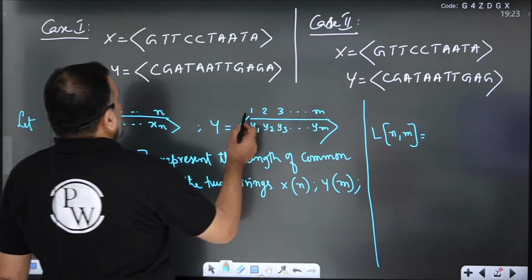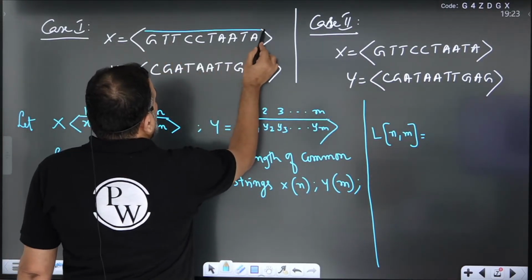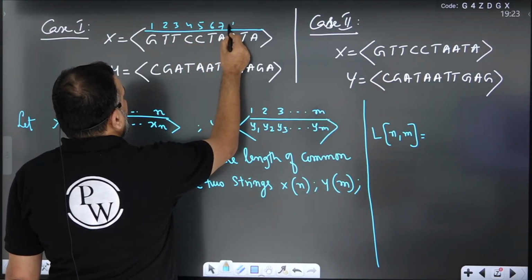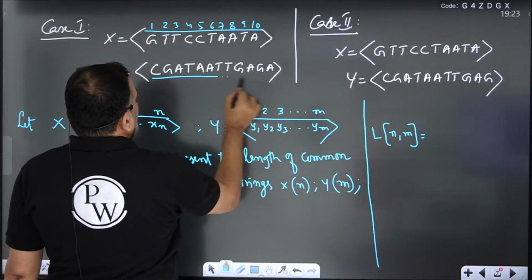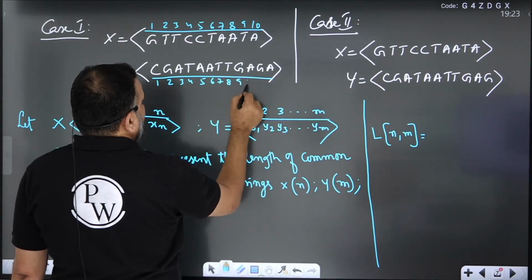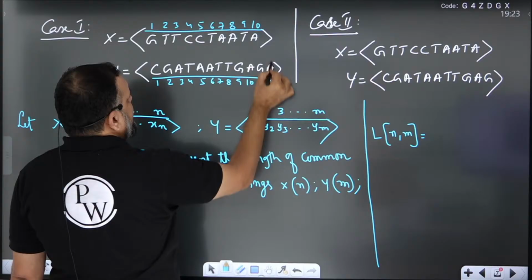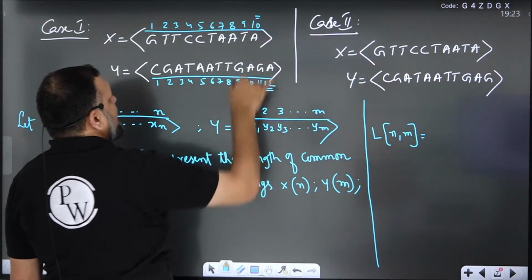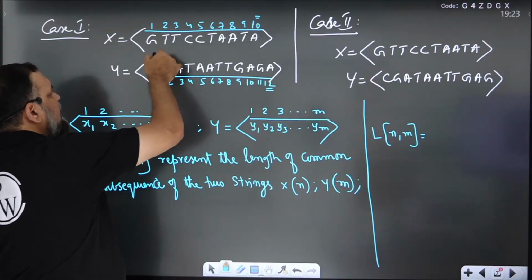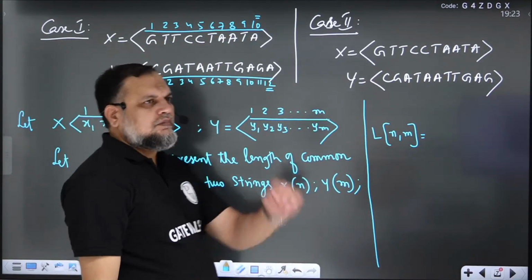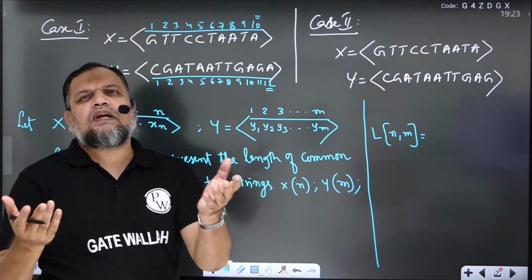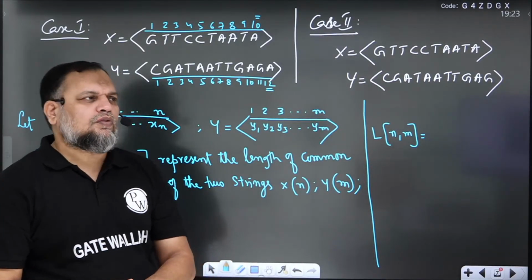Comparison. See, if I assign numbering to this string, I will call this 1, 2, 3, 4, 5, 6, 7, 8, 9, 10. And for this one, 1, 2, 3, 4, 5, 6, 7, 8, 9, 10, 11, 12. So this string has 12 characters, this string has 10 characters. I can make the comparison from the first character, or from the last character. Making the comparison from the last character becomes easy for me to make a derivation.